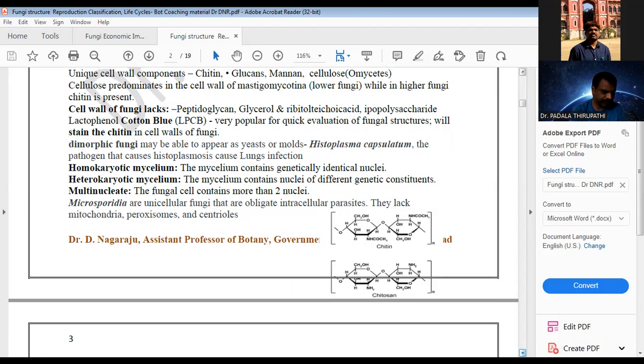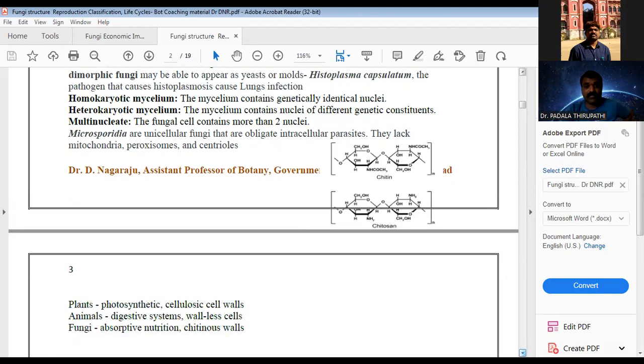And the dimorphic fungi we also discussed: two types of structures, existing as filaments and also as single cells, similar to holocarpic and eucarpic structures. Which fungus shows dimorphism? Histoplasma. And we also discussed homokaryotic and heterokaryotic mycelium. If the mycelium contains genetically identical nuclei, it is homokaryotic. If it has genetically different nuclei, it is heterokaryotic mycelium.